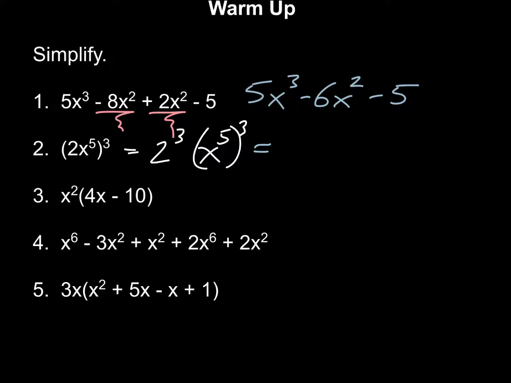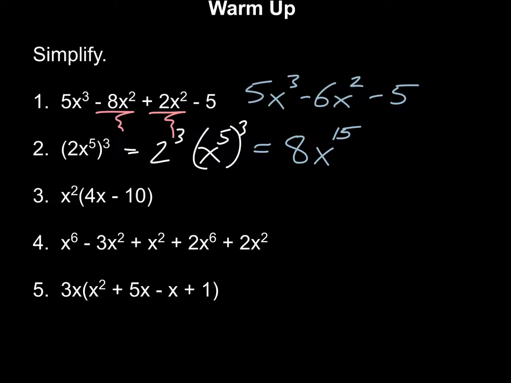So 2 to the power of 3. What is 2 to the power of 3? 2 to the power of 3 is 2 times 2 times 2, which is 8. So 2 to the power of 3, or 2 cubed as we often will call it, is 8. And then we do x to the 5th to the power of 3. Now when I have a power to a power like that, that's the one that tells me to multiply the exponents. So I'm going to end up with x to the power of 5 times 3, which is 15. So that ends up giving us 8x to the 15th.